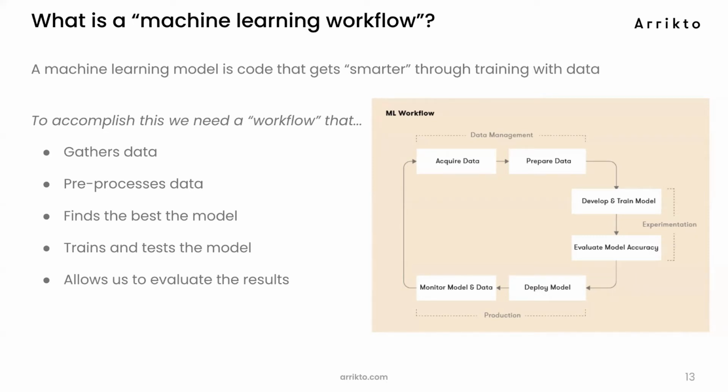And then obviously we want to find the best model. We define what our objective is. Okay, we may run 50 different experiments, and we want to find that one model that's going to give us as accurate an answer as possible. Then we're going to want to train the model, and then we're going to want to test it, and then we want to evaluate the results.